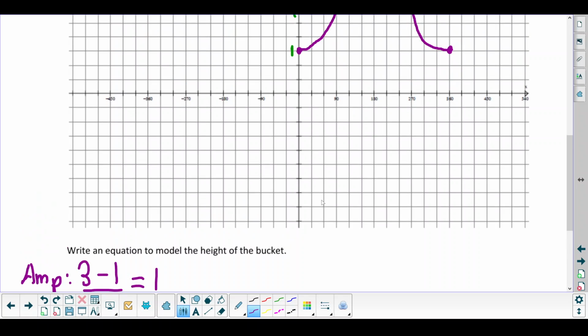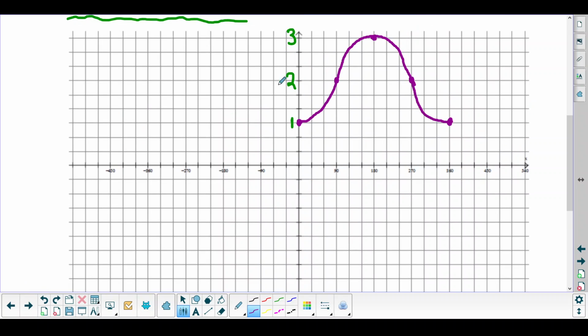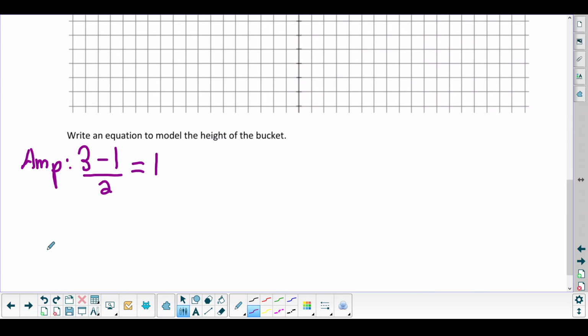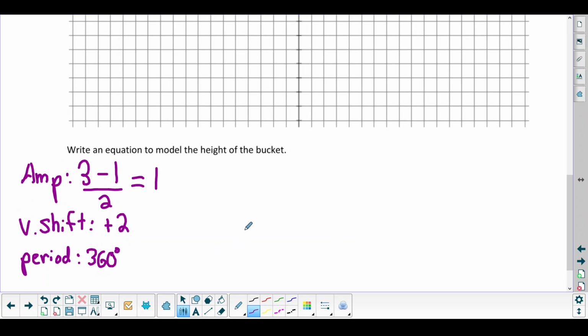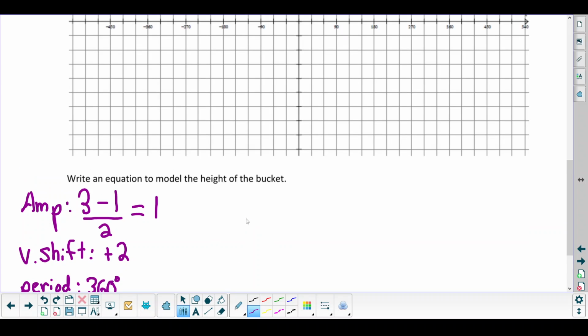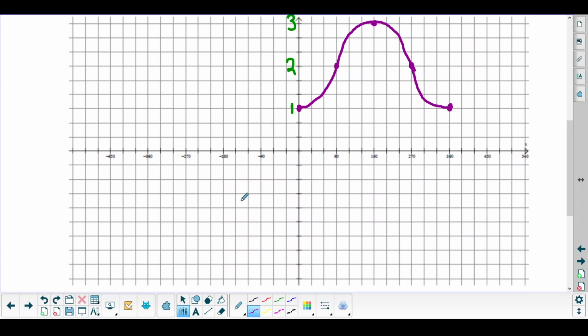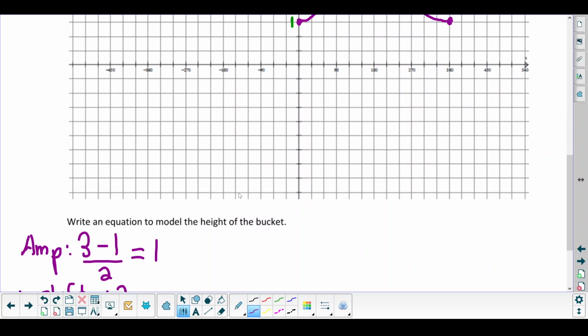Okay. Our vertical shift is the height of the center, which is a positive 2. So V shift is plus 2. Our period's 360 degrees. For all our angle questions, the period's going to stay the same as 360. It only changes if we change our measurement of rotation, which we will do tomorrow.